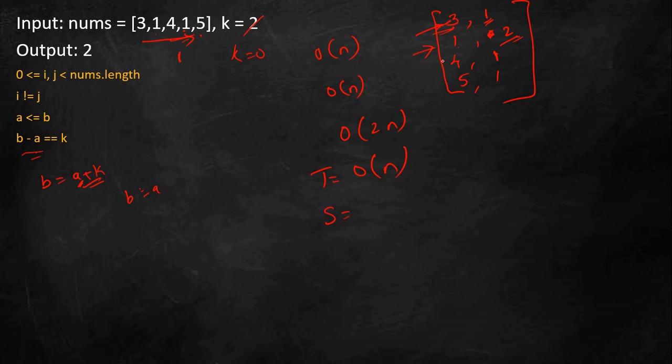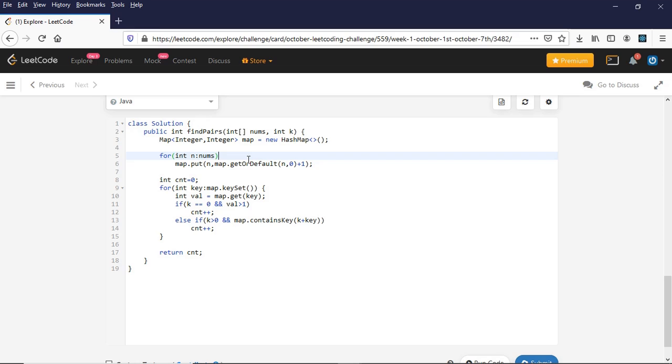The space complexity, since we are storing the map, will also be O(n) here. Okay, so let's look into the code for this. So I have written down the code here. We are declaring the map and adding the elements into the map, building the frequency map. Once we have the frequency map, we will go over all the keys in the map, and first we will check whether k is 0. If k is 0, then the condition is that we have to check whether the frequency is greater than 1. If the frequency is greater than 1, then increment the counter.